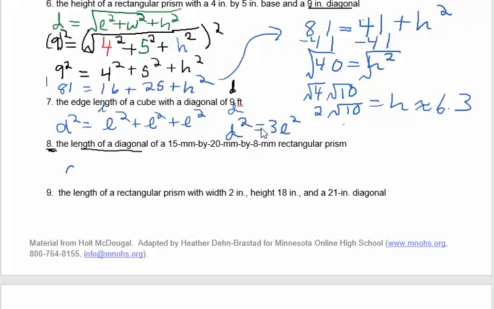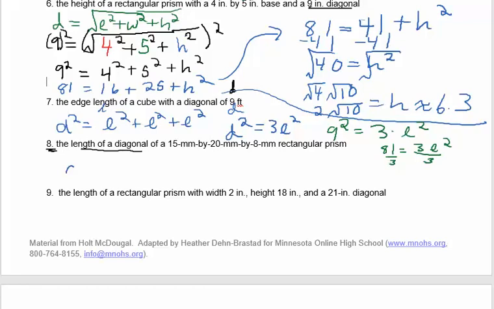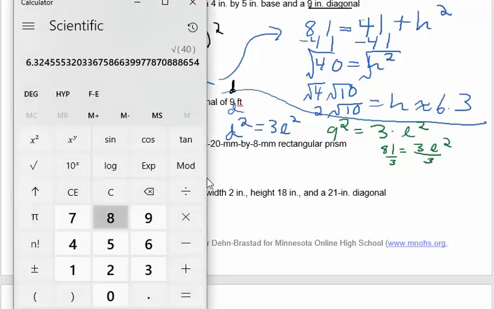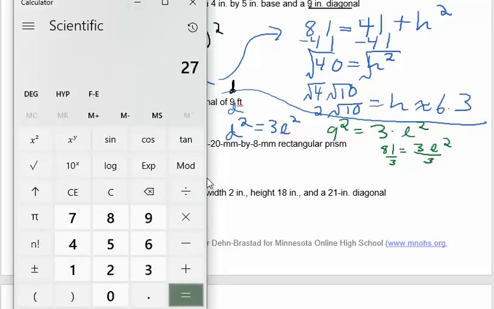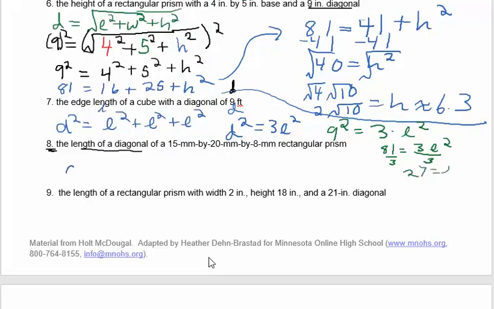And then we will put in that D is 9. Switch to a different color here. So 9 squared is going to equal 3 times L squared. And then you'll continue solving to find what L is. 9 squared is 81. Now how do I undo the 3 times L squared? You divide by 3. And 81 divided by 3, I believe, is 27. So now we have 27 equals L squared.